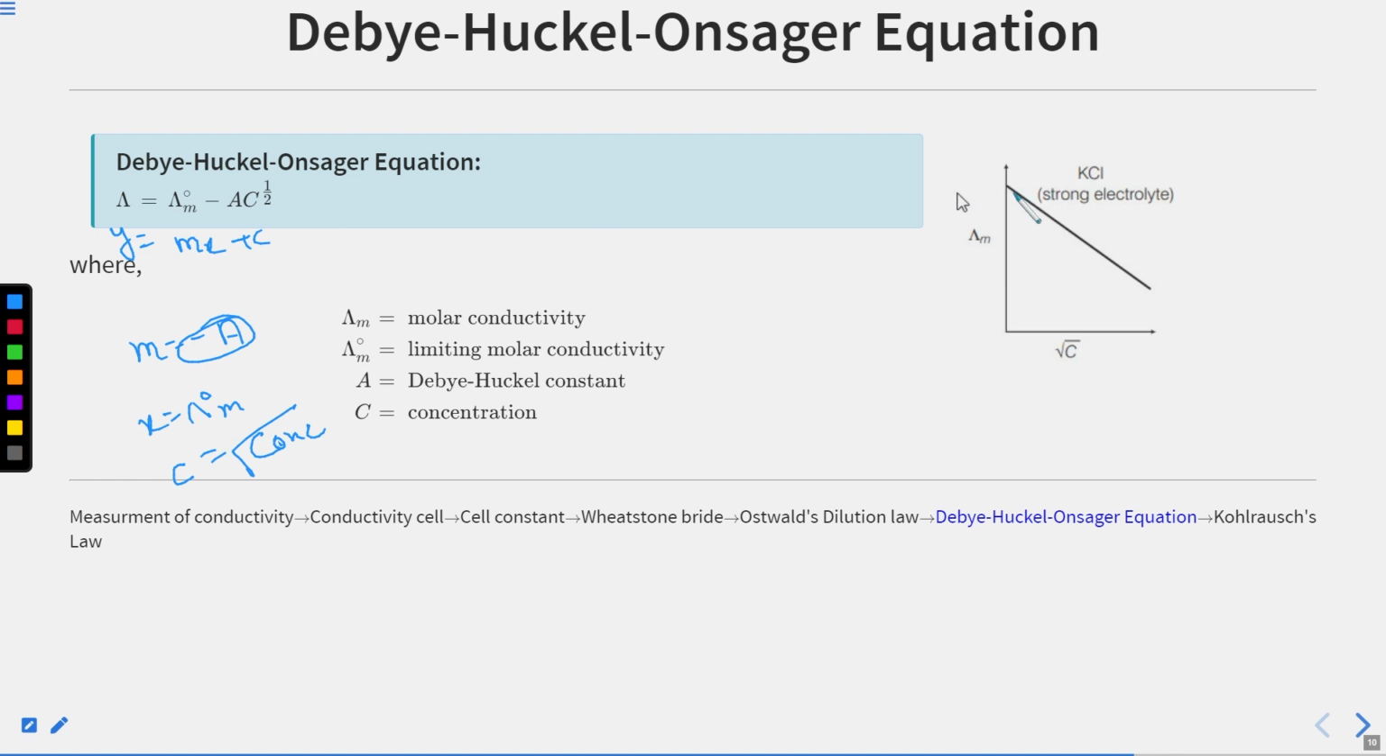So this same thing is depicted here. We're getting a decreasing fashion. And then we can see that with increasing root C, we have decreasing lambda m. So upon dilution, we can say that we have a reduction in conductivity. Okay, is this clear? Right. So this is our intercept in mx plus c, that is lambda naught m.